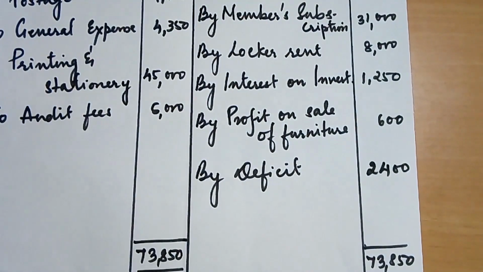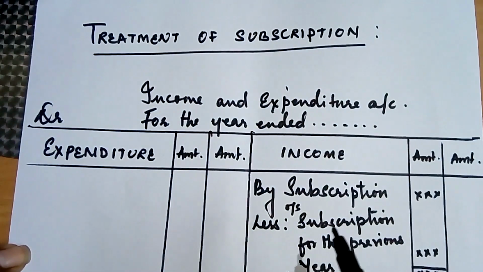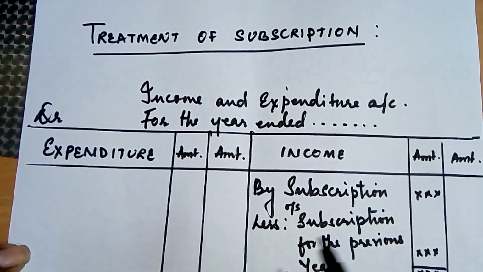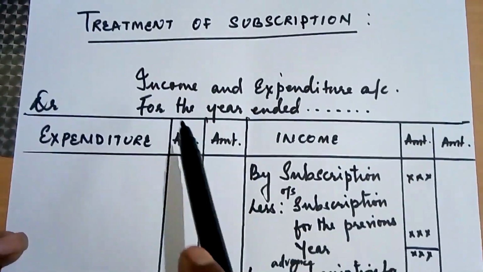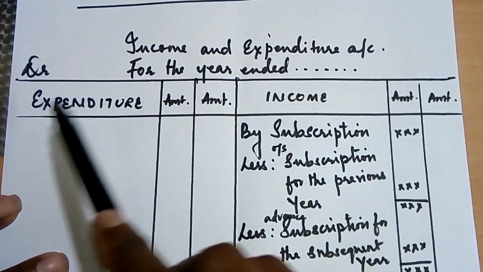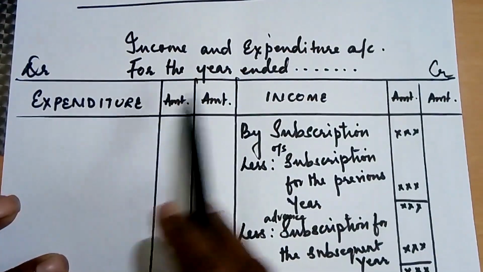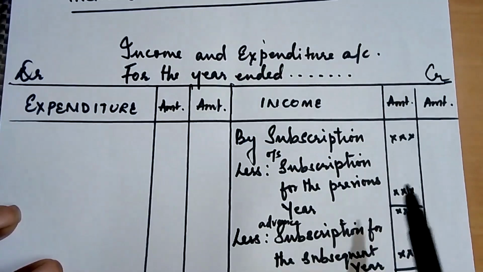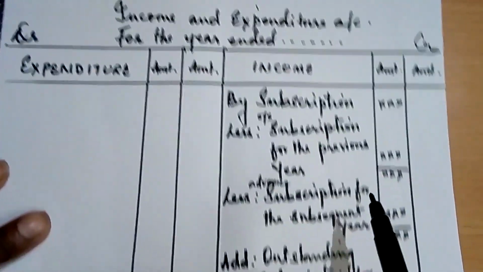Now under income and expenditure account, we have subscription. So here we are going to learn the treatment of subscription. Now this is the format. Income and expenditure account, then we have the debit side and the credit side for the year ended. Now subscription is the income. Money received from subscription is the income. We put it on the income side.